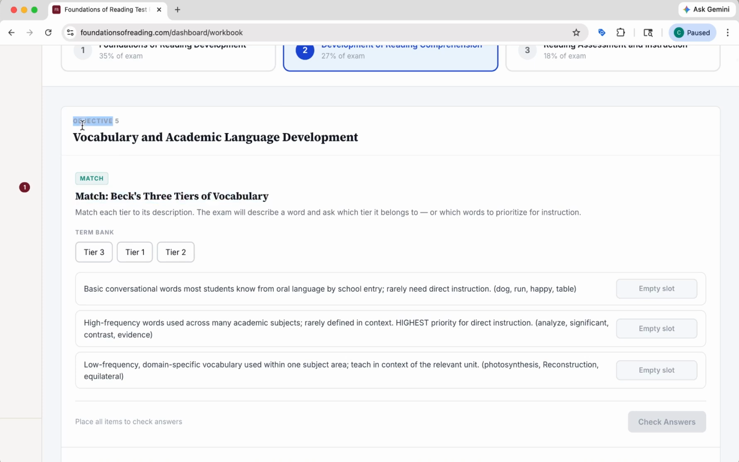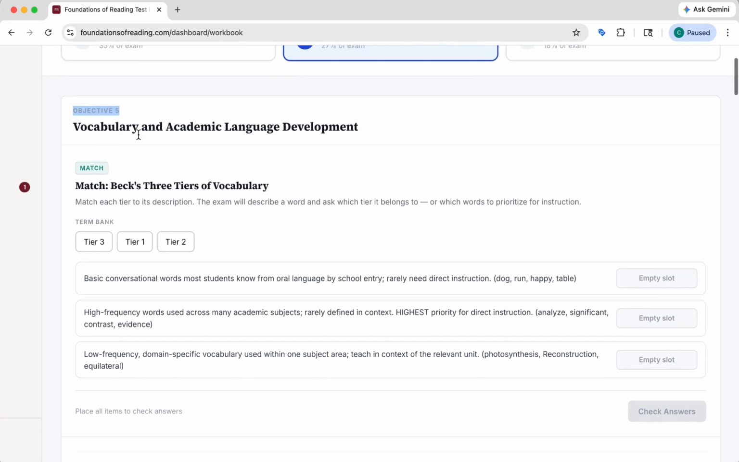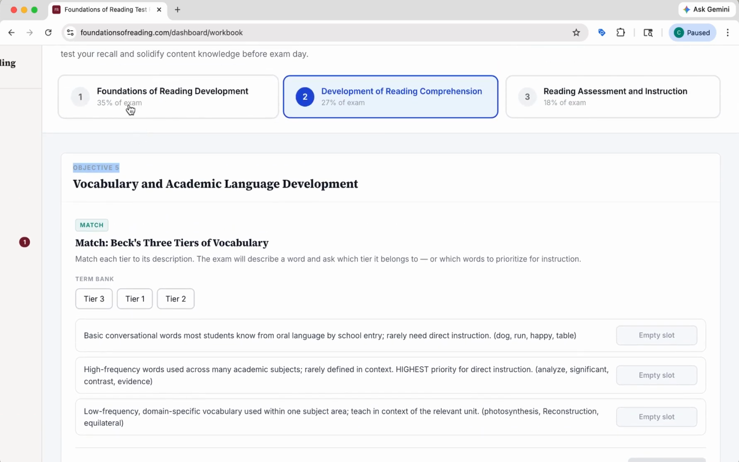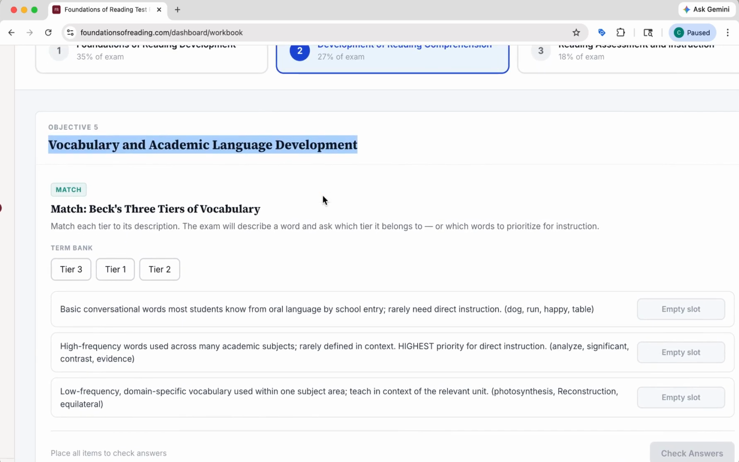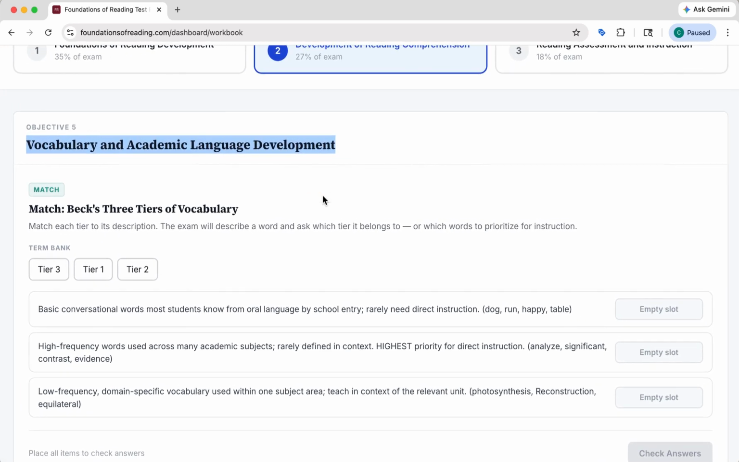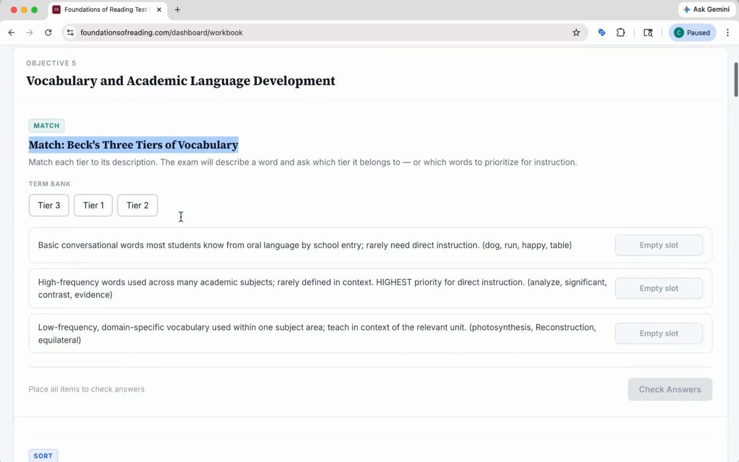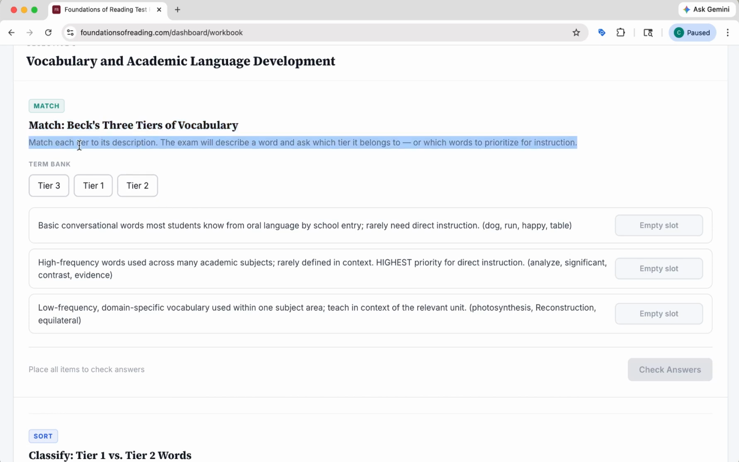This is about objective number 5. And it leaves off from the previous lesson that we completed together earlier. And what we're going to be doing is starting off with vocabulary and academic language development. So as an effective teacher, as a professional educator, we need to know the different tiers of vocabulary. And so this first exercise asks us to match each tier with the description. So let's go ahead. We see we have tier 1, 2, and 3. We have to read these sections here.